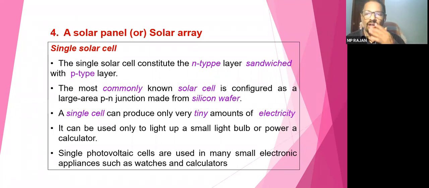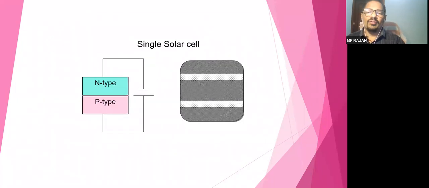So solar cell I already explained. One solar cell produces 0.5 to 0.6 volt. If you want more voltage, you can connect them in series. Okay, so this is the photo of one solar cell. And this is the circuit diagram.